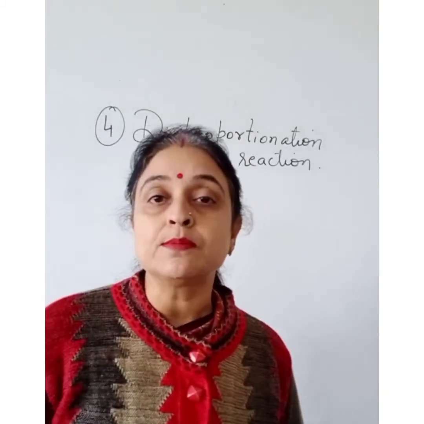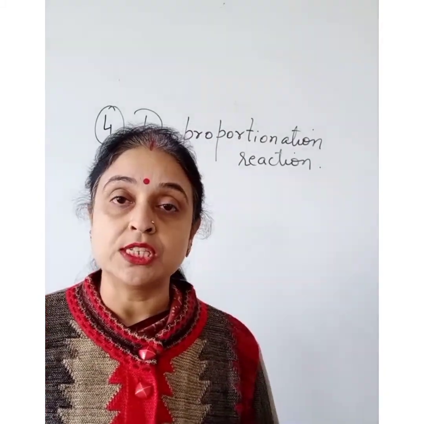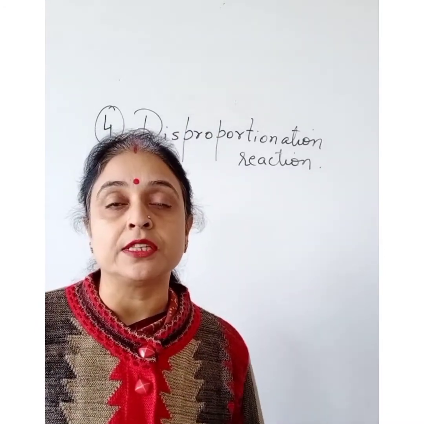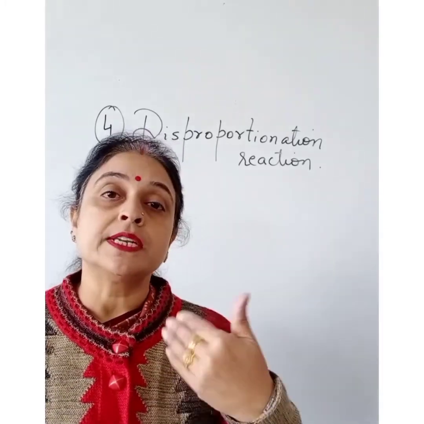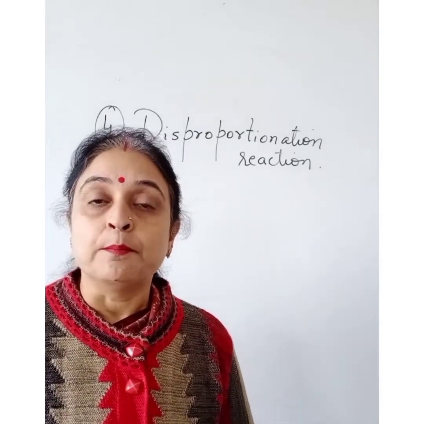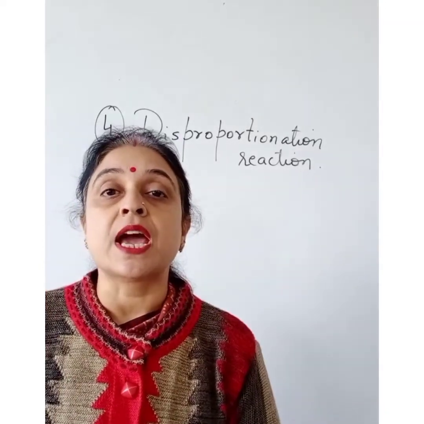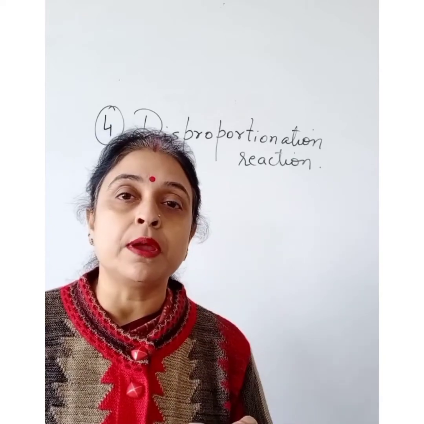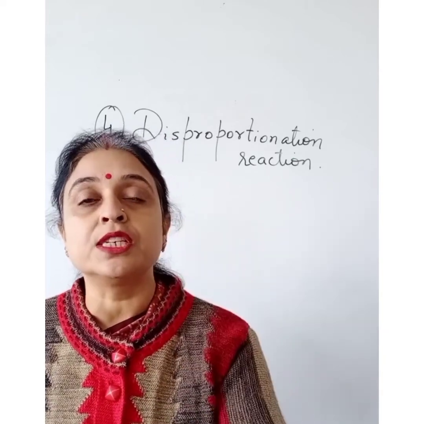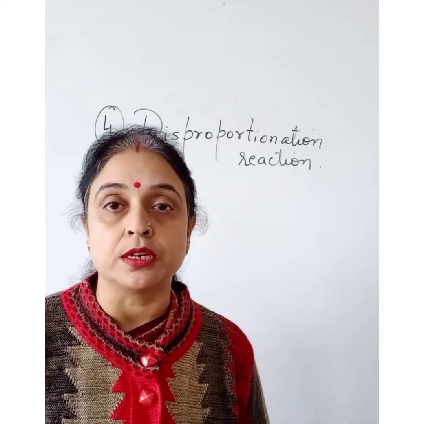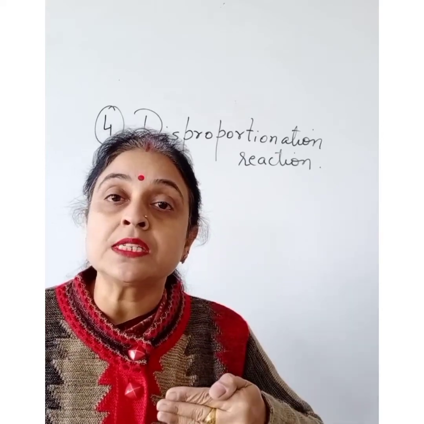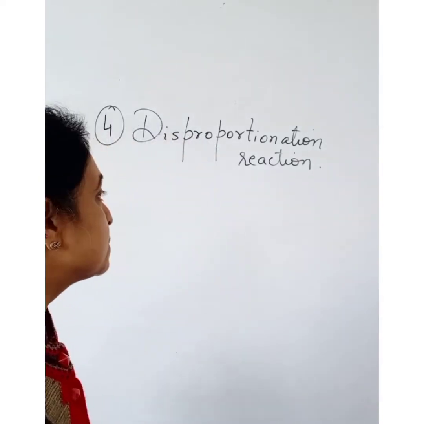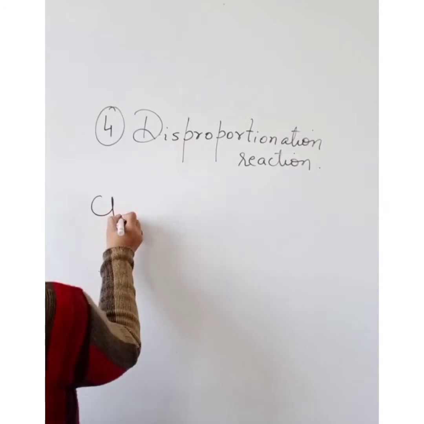Disproportionation reaction is sometimes also known as dismutation. Now, what happens in this reaction? It is a type of redox reaction, that means both the processes, oxidation and reduction, are taking place. But disproportionation reactions are those reactions in which a single element undergoes both oxidation as well as reduction. That means the same element is undergoing oxidation as well as reduction. Let us explain this with the help of an example.